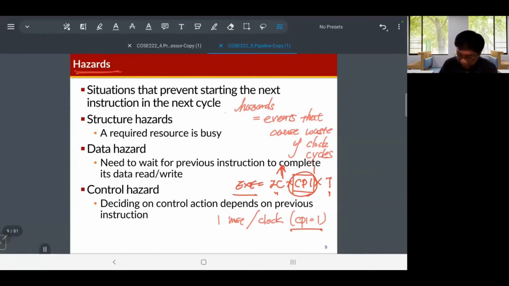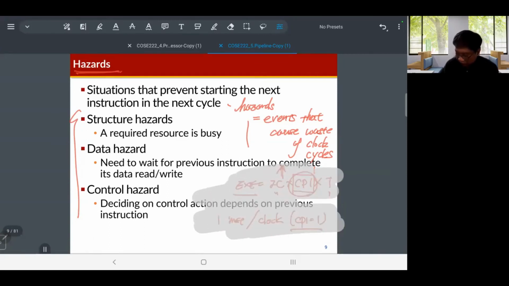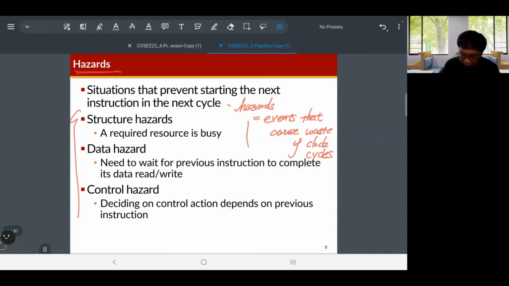So, the definition of a hazard. There are three types of hazard in processor architecture: the structure hazard, data hazard, and control hazard. Let's see the definition of each kind of hazard, starting with the structure hazard.